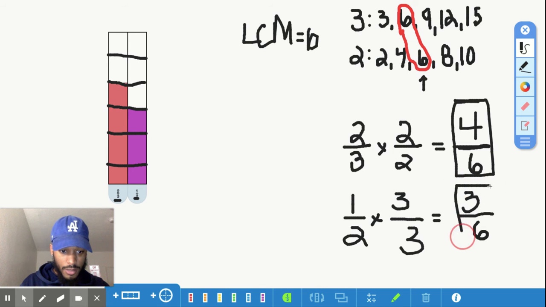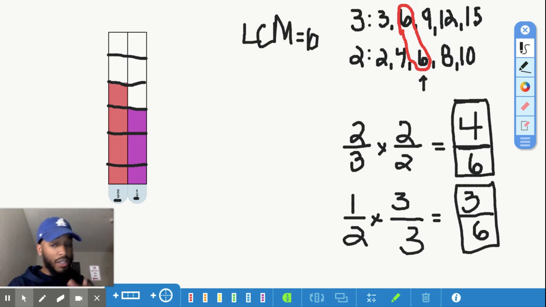Oh, 1 times 3 is going to give me 3. 3 is correct. So my equivalent fraction is 3/6. 3/6 is equal to 1/2, or 3 is half of 6. Ta-da! But wait, there's more. We have one more step to do.